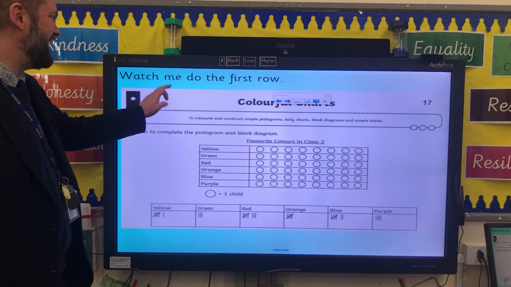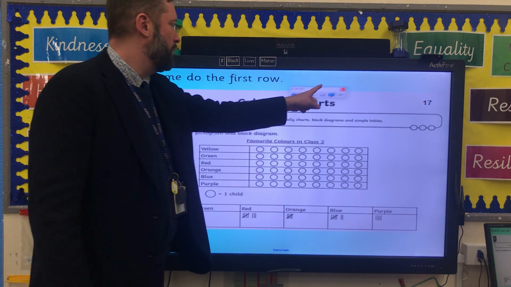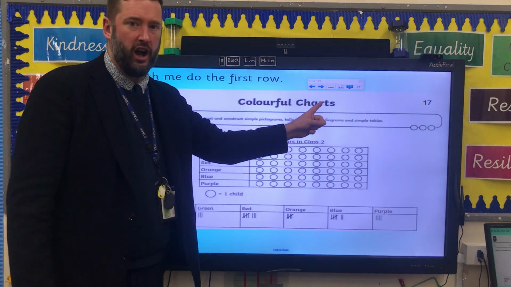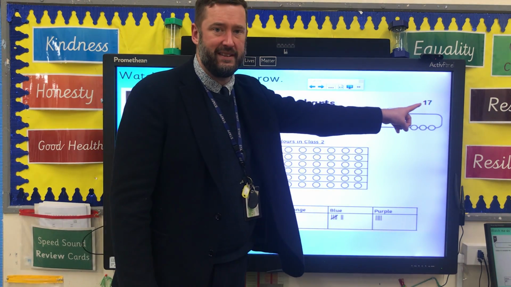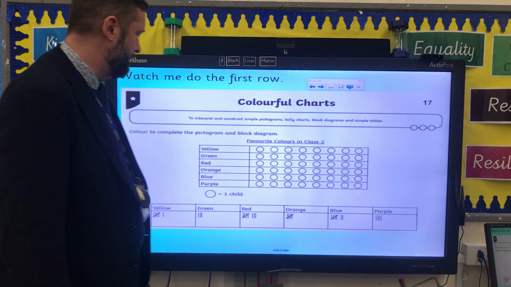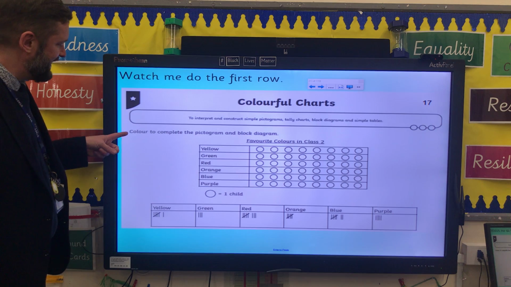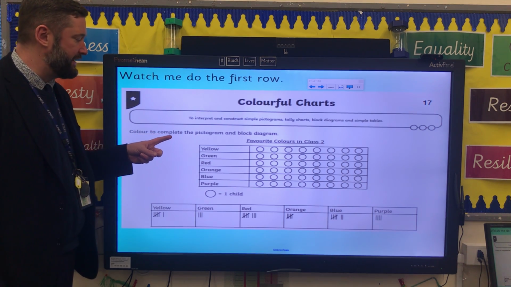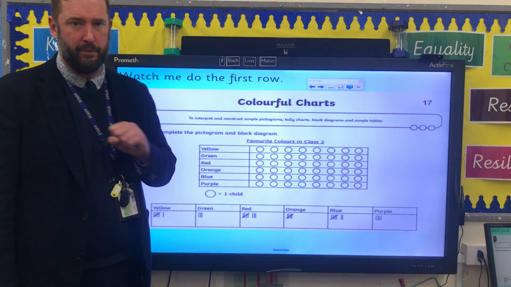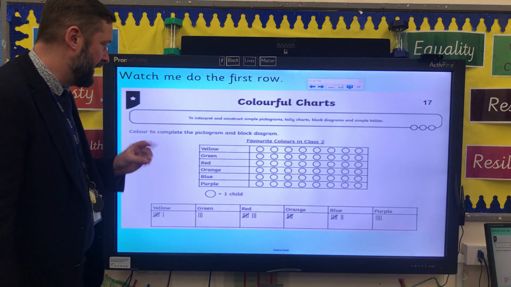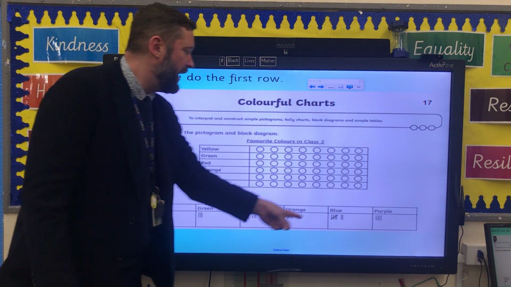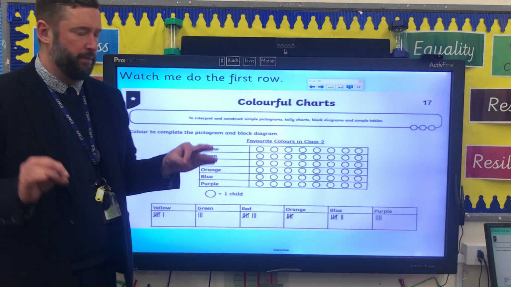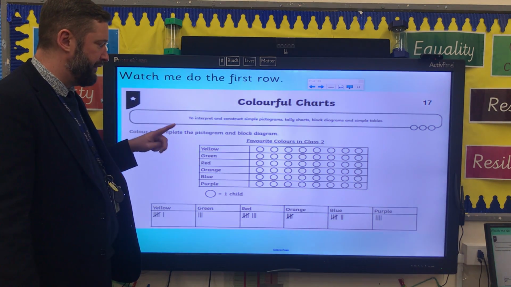Okay, today's task. We're going to be looking at colourful charts, and this is on page 17 in your maths booklet, okay? And your task today is to colour to complete the pictogram and block diagram. You're going to do both. So I've got a pictogram here, and today I've given you lots of help, so I'm just going to show you how to do the first row.